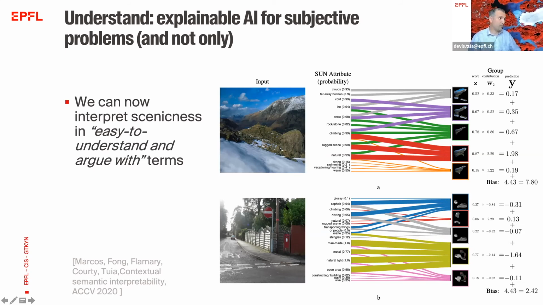And the same goes for not so pretty scenes. Like in this case, we have one very negative score participating to the final response. And this is due to this yellowish cluster of attributes. And in this case, we have the fact that it's man-made, it's metal, and so on and so forth.